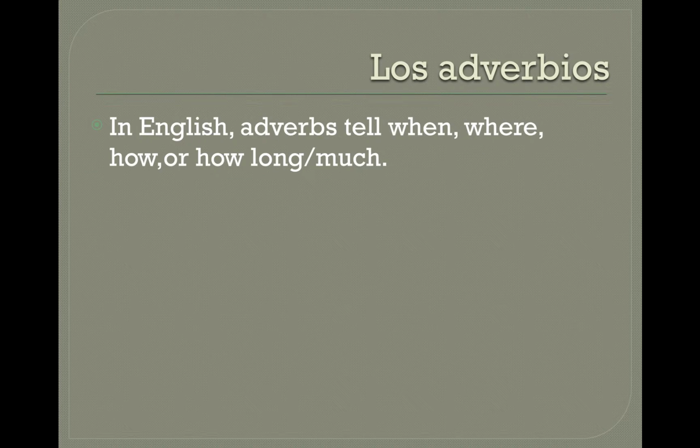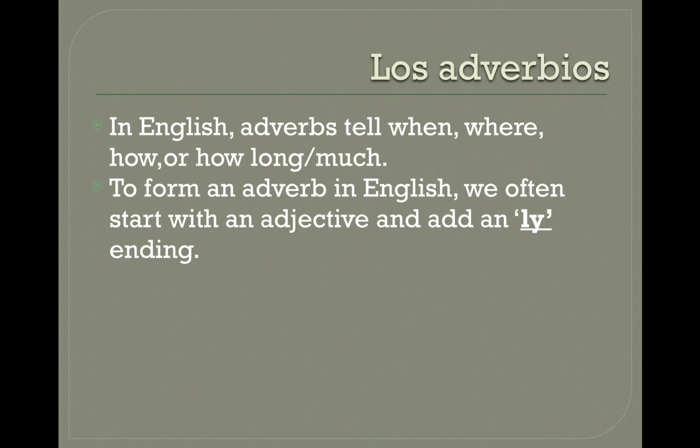We're going to talk about both adverbs and demonstrative adjectives and pronouns. If you'd like to see just the adjectives and pronouns part of the demonstratives notes, go ahead and fast forward now. Adverbs are quite simple. Adverbs tell when, where, how, or how long, or how much something has been going on.